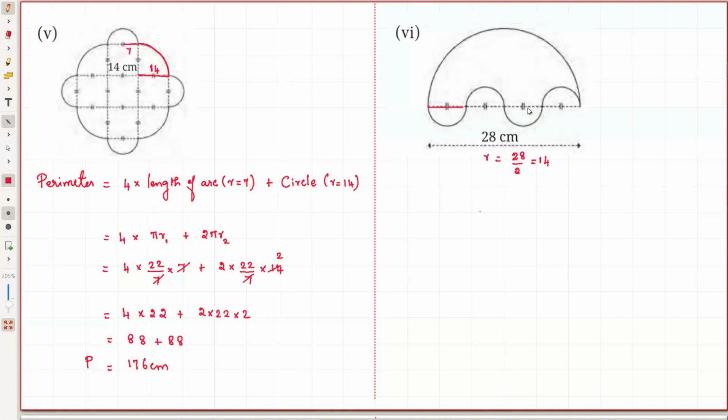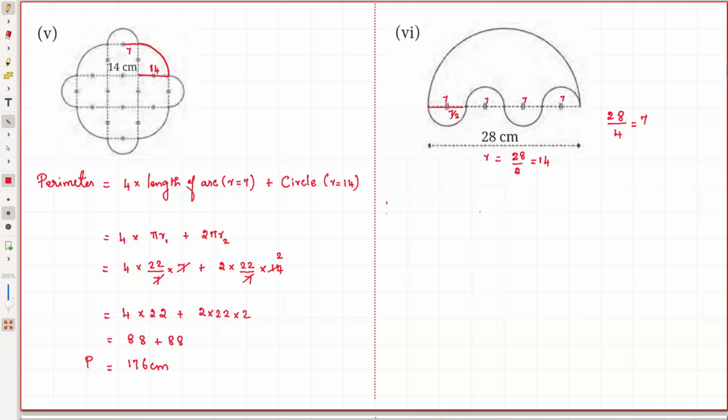How many times? 1, 2, 3, 4 times we have. So 28 divided by 4. 7 fours are 28. That means this diameter will be 7. This also 7, 7, 7. So we must know only the radius. Diameter is 7, so radius will be 7 by 2. We can take it as 3.5 or as 7 by 2.